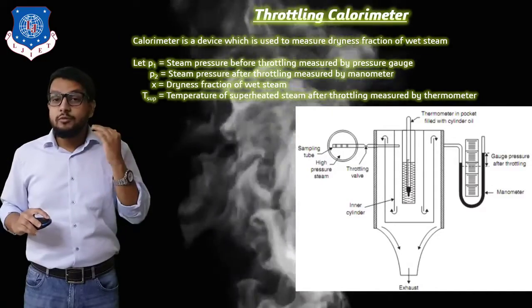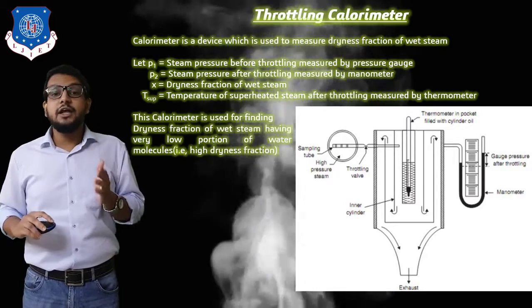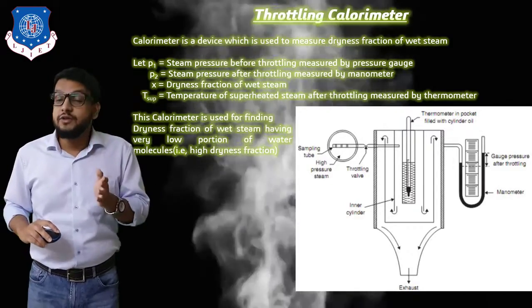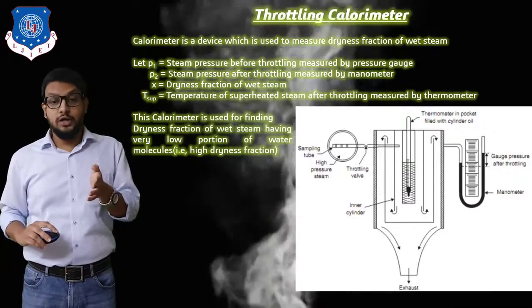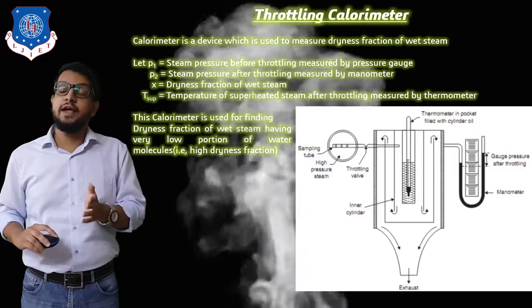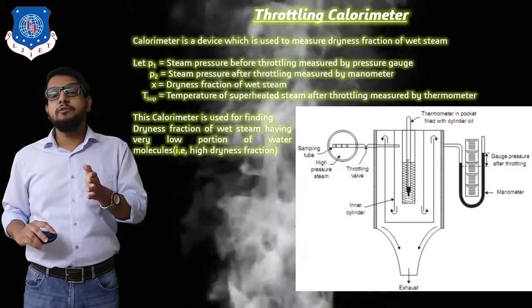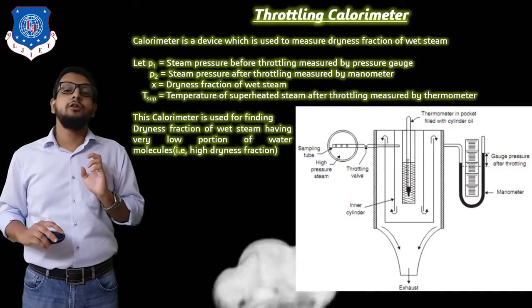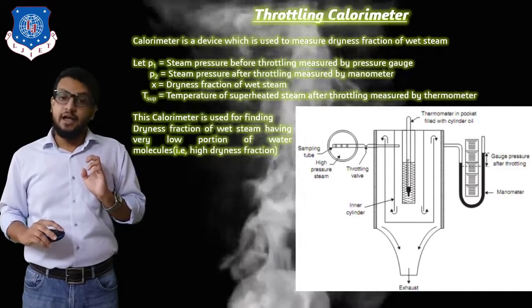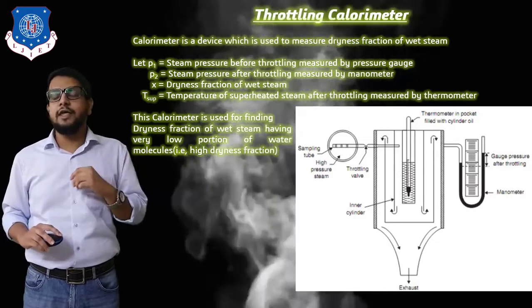P1. Also, one of the most important characteristics of this calorimeter is that it can be used to find out the dryness fraction of a wet steam which has a very low portion of water molecules, that is, a high dryness fraction. If the dryness fraction is low, then this calorimeter will fail to provide an accurate value of the dryness fraction x. Okay, that is, if water molecules are low, then it cannot give an accurate value.